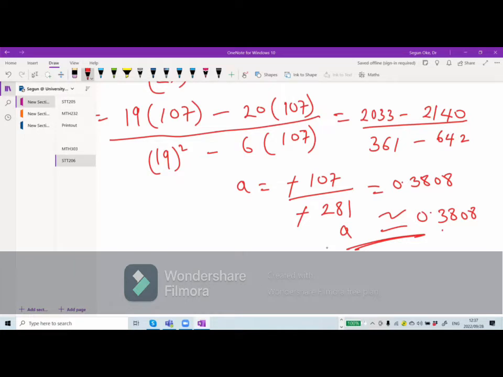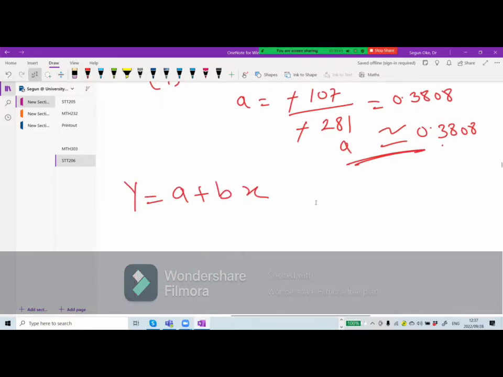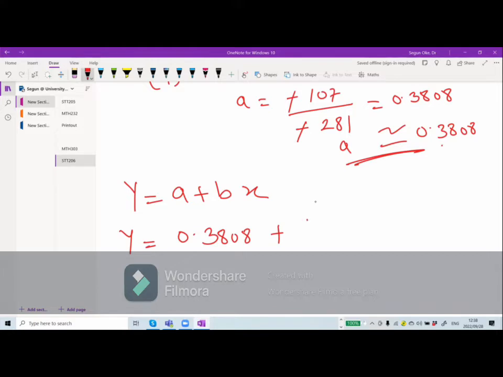Now let's go back to our model. This is our y equals a plus bx. So we can now substitute. We know the value for a, so our y will now equal 0.3808 plus b. What is b? You have the value for b. 0.9324 x. Remember, we are approximating.